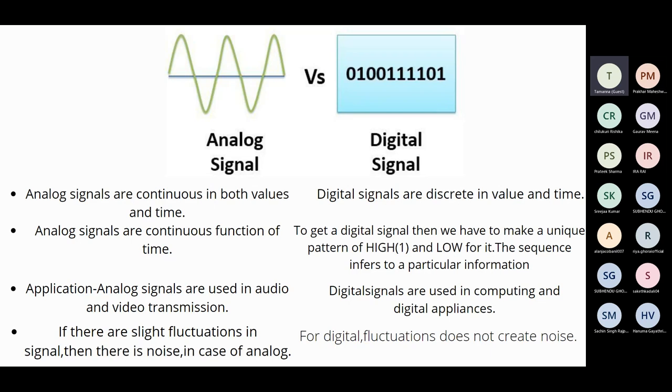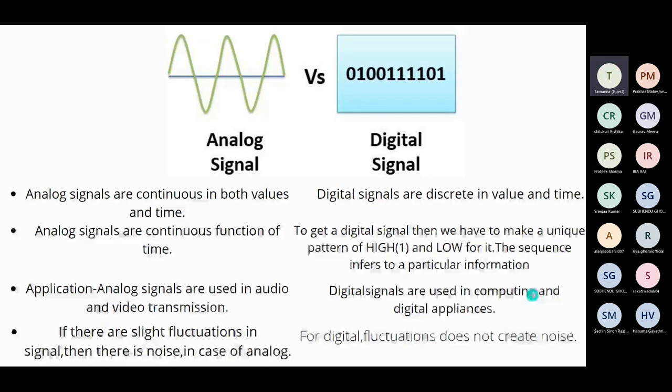If you want to get a digital signal, then you have to make a unique combination of highs and lows. High is denoted by ones and lows are denoted by zeros. This unique combination of highs and lows gives us a particular information. An example of a digital signal can be the on and off switch. It's either on, that is high, or off. There's nothing in between.